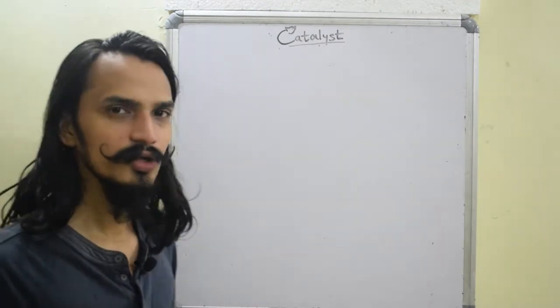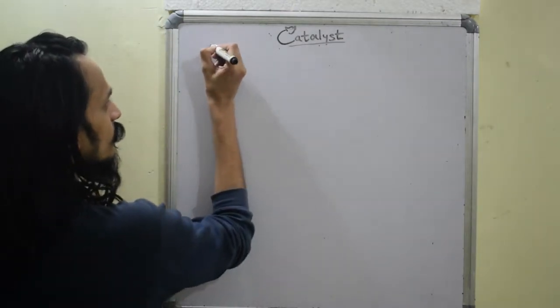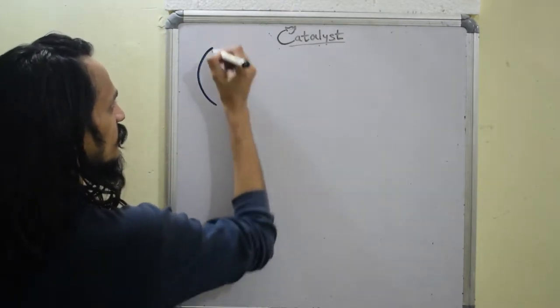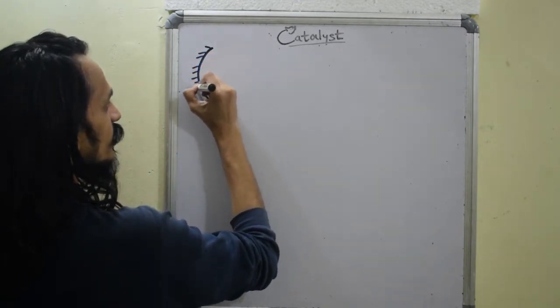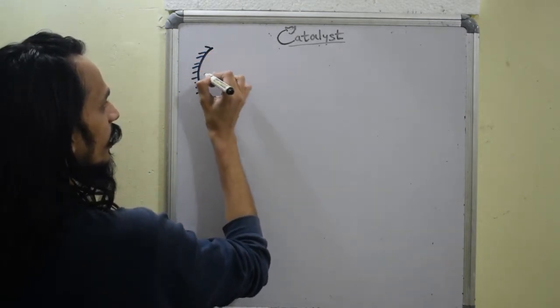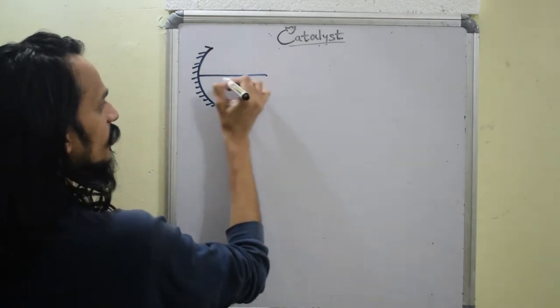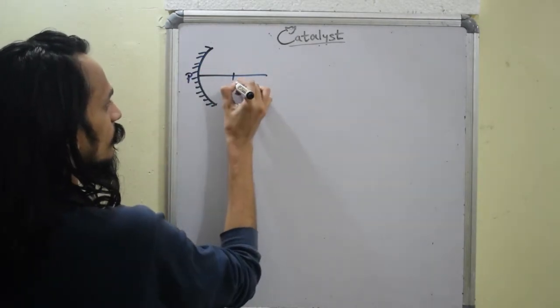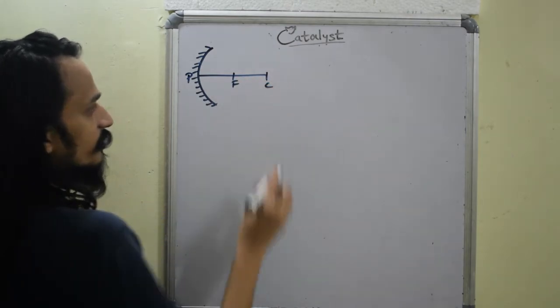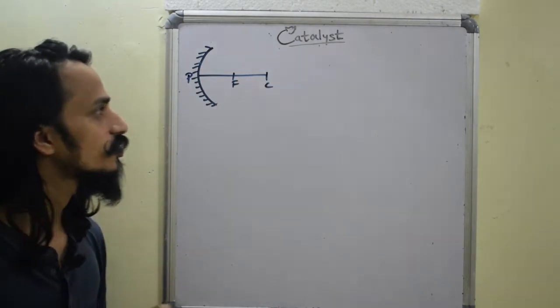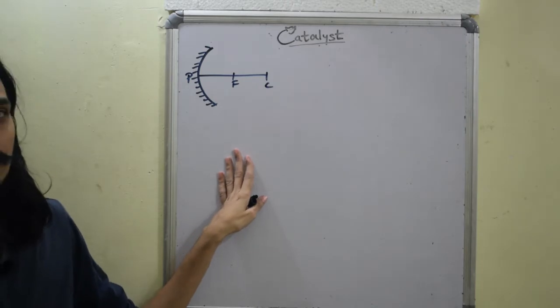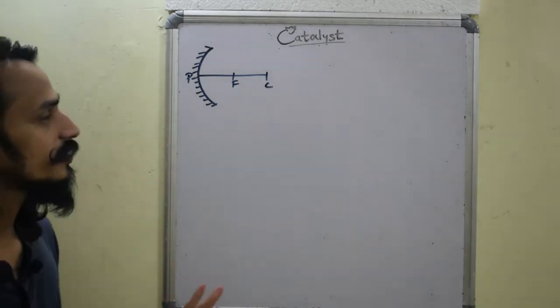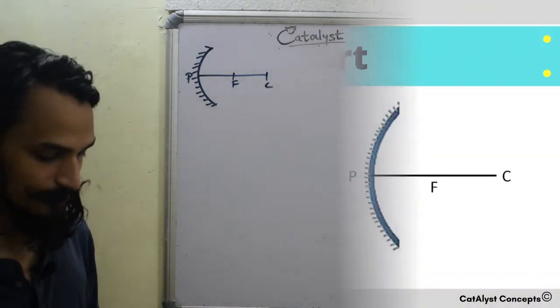Before we get into that, I'm quickly going to recap the same concept that we've seen, right? That is a concave mirror, and we're going to look at the basic diagram that we'll always follow: the pole, the focus, and the center of curvature, right? So this is a constant in all the diagrams, and this is going to be there for every diagram that we make.